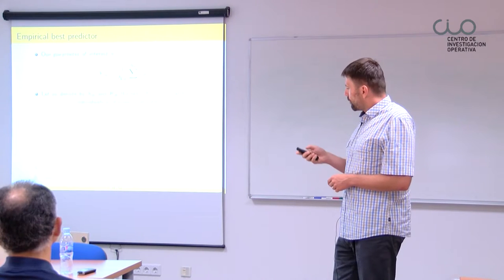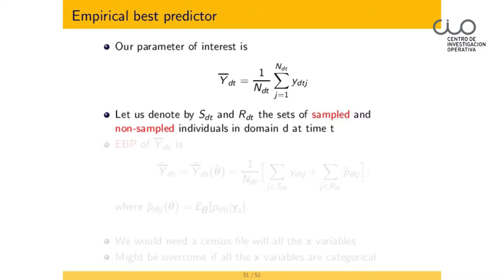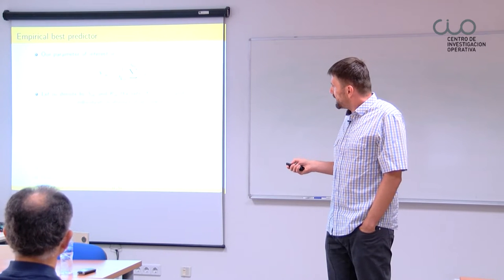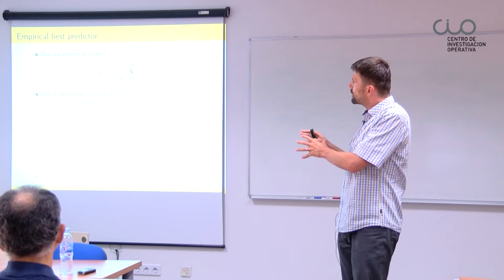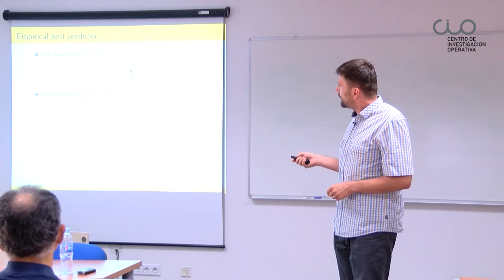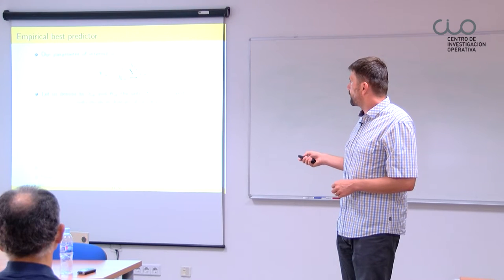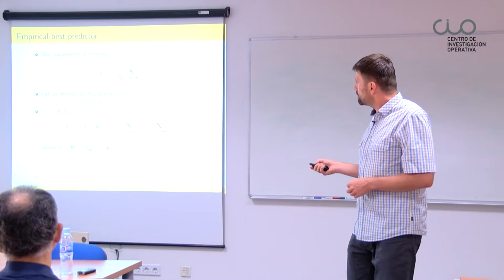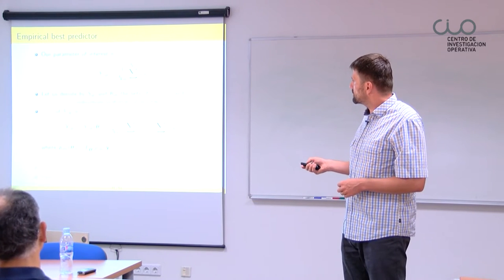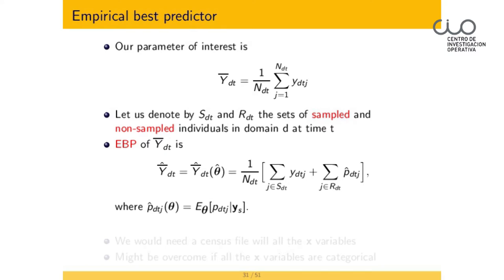Now, our parameter of interest is again the mean, but now in domain D and time T. So we have like several sets of data, and we wish to estimate the quantity in domain and time. If we denote by SDT and RDT the sampled and non-sampled individuals, so we have the population, we extract the sample, denoted by SDT, and the rest of the population by RDT. Then the empirical predictor of our quantity of interest, the mean, can be divided into these two terms.